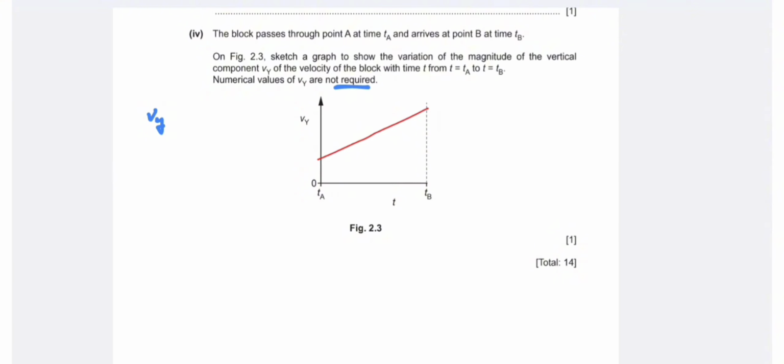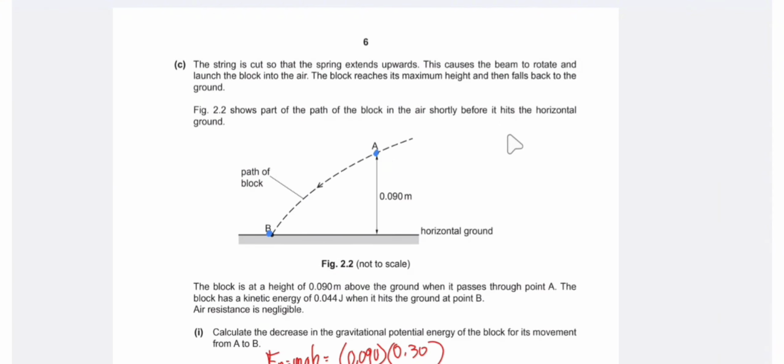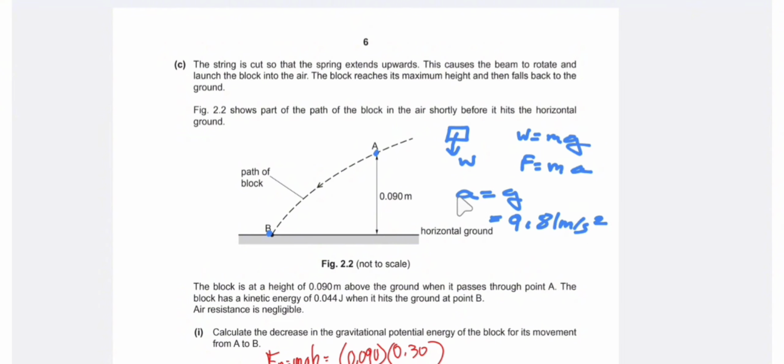And we know that for the block from point A to point B, in the vertical direction only the weight is acting, vertically downward, and there are no other forces acting in the vertical direction. So our only force is the weight, and weight is equal to mass into gravitational field strength. We also know that force is equal to mass into acceleration. So what is the acceleration for the block? The acceleration is equal to g, and g is 9.81 meter per second square. This value of g is constant, so the acceleration is also constant.